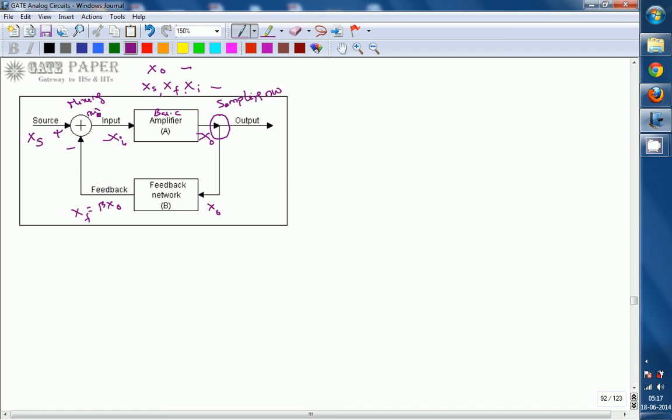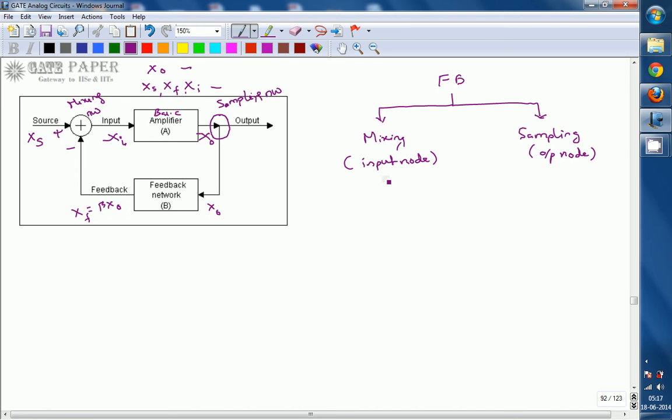The type of feedback can be identified using this. There are four different types of feedback. They depend on the type of mixing as well as the type of sampling. Sampling is related to the output side, that is, the output node, and mixing is related to the input node. Remember that: input side of the amplifier, output side of the amplifier.